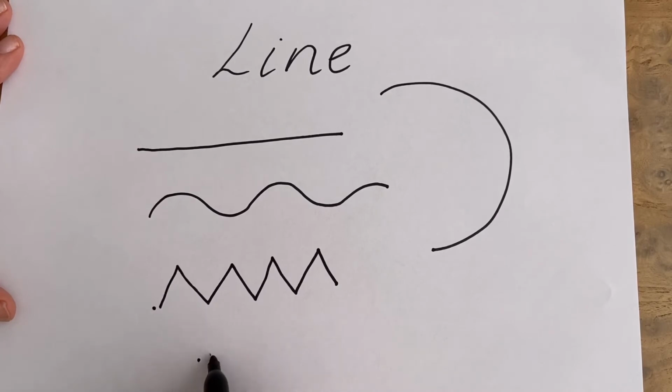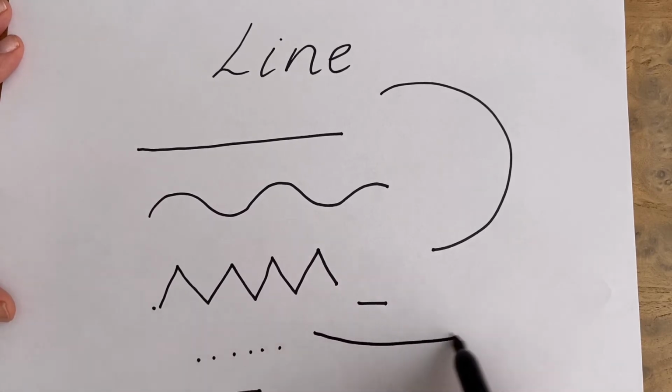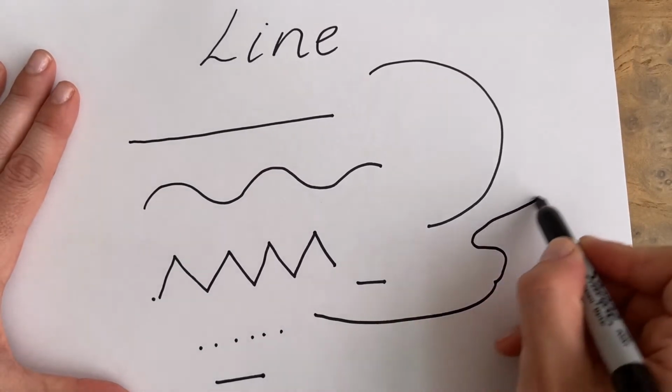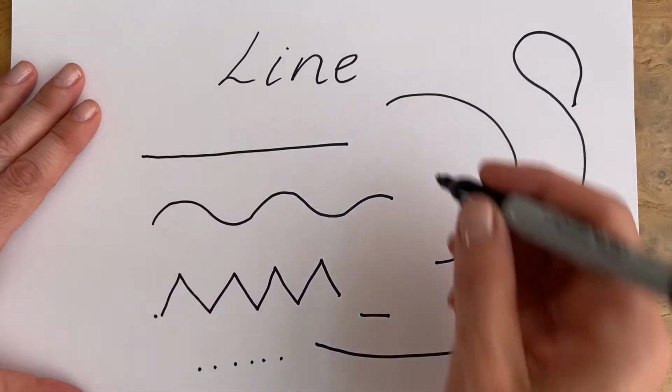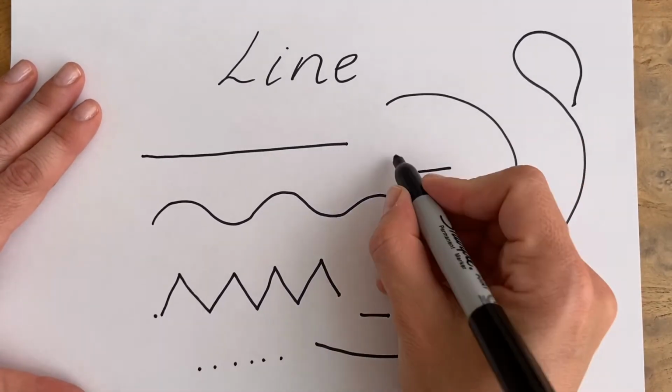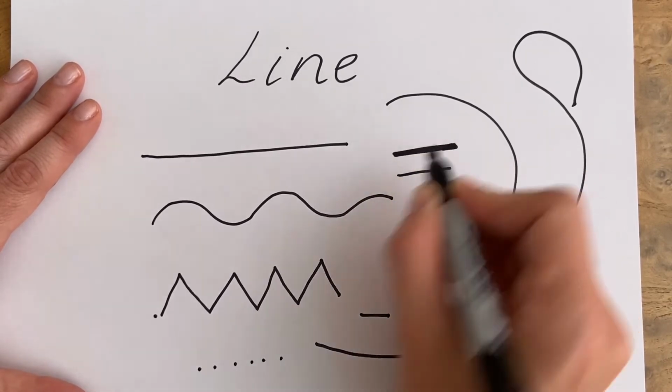It might be a dotted line. It might be a short line, or it might be a really long line. Lots of different types of line. It could be a thin line, or it could be a thick line. How many different types of line can you think of?